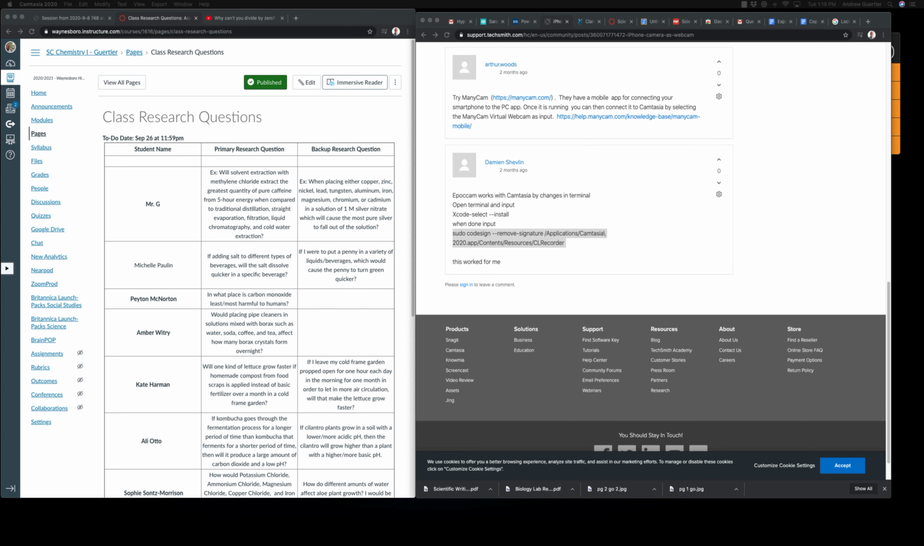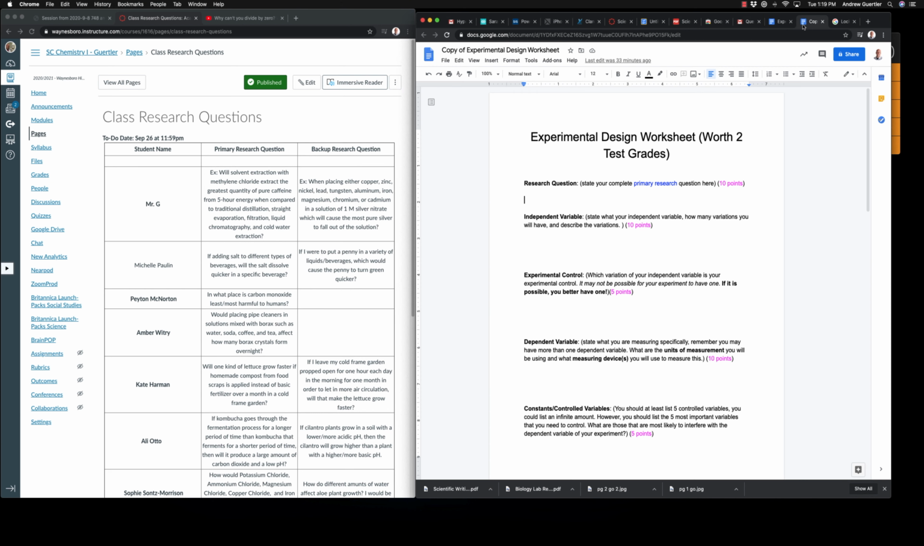Mr. G here. We're going to be working through how to properly fill out your experimental design worksheet. This is worth 2 test grades, so this is a big part of our science projects. What you want to keep in mind is that working through this worksheet, you're going to be able to recognize what you need to know to get started. And you're going to need to get started on your project because time is going to be of the essence.